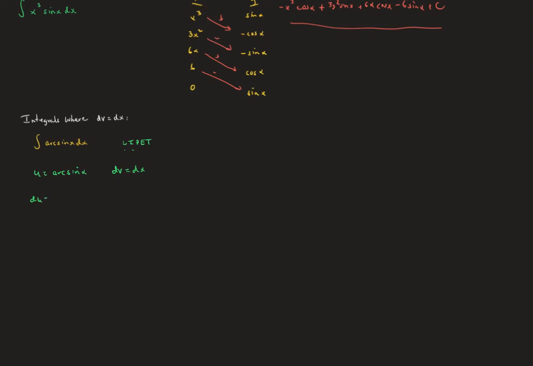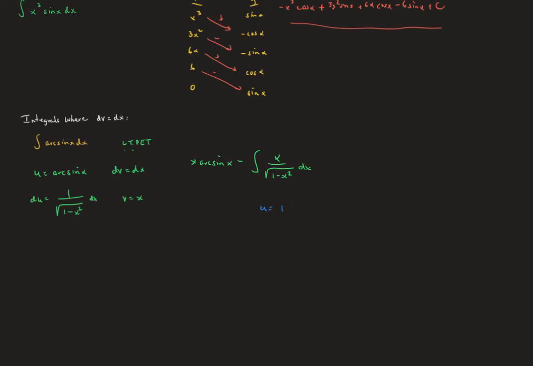Our dv is just 1 in effect. So the du, if we remember the derivative of arc sine of x, and who could not remember that, is going to be 1 over square root of 1 minus x squared dx. V, the integral of 1, is just x. So we get our uv, which is x arc sine of x, minus the integral of v du, which is going to be x over the square root of 1 minus x squared, which we can actually do. It's going to take a u-substitution.